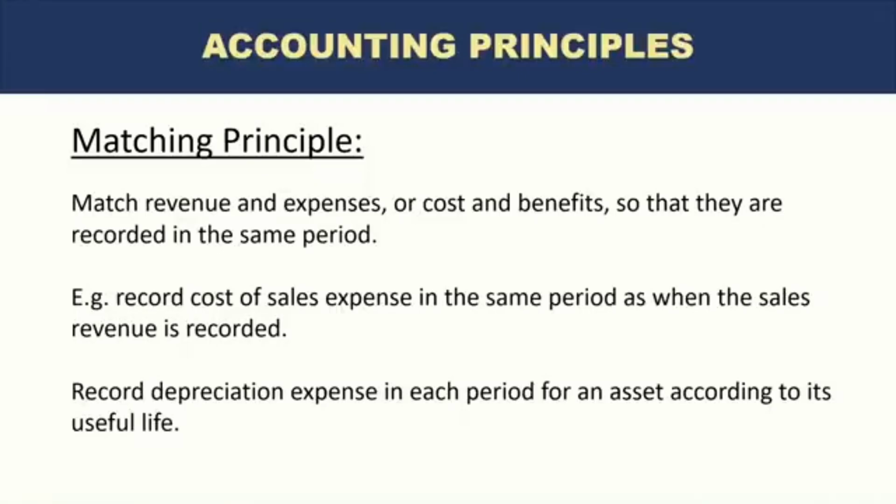So the cost of furniture originally will be recorded as an asset. The day it is purchased, it is not immediately expensed out, but it will actually be expensed or recorded as an expense in the income statement over the period of its useful life. So over the period of 10 years, the cost will be allocated as expense. This is the matching principle.